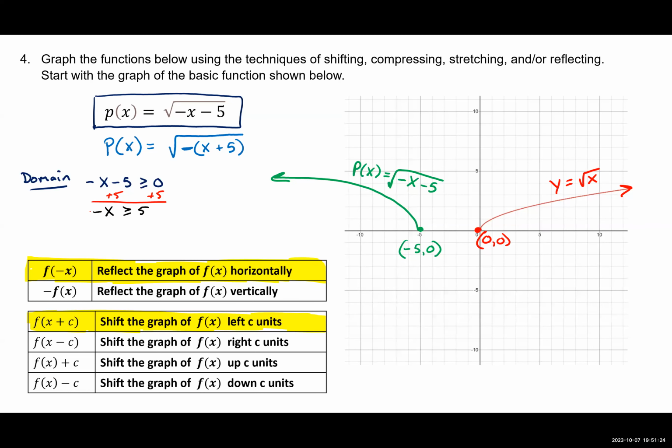We can multiply both sides by -1 to get rid of that negative in front of the x. Negative times negative is positive. So we get x on the left, and 5 times -1 is -5. And whenever we multiply or divide by a negative number, in this case -1, we have to change the direction of the inequality.